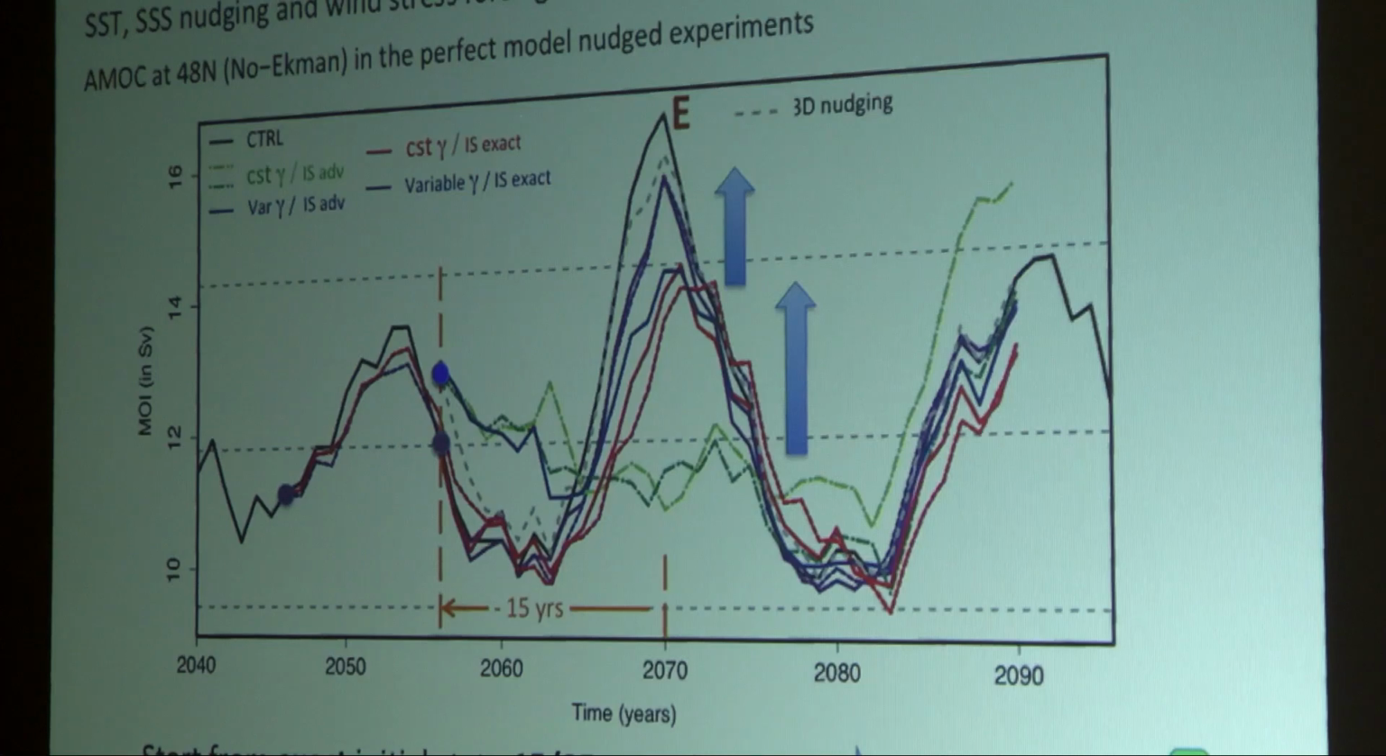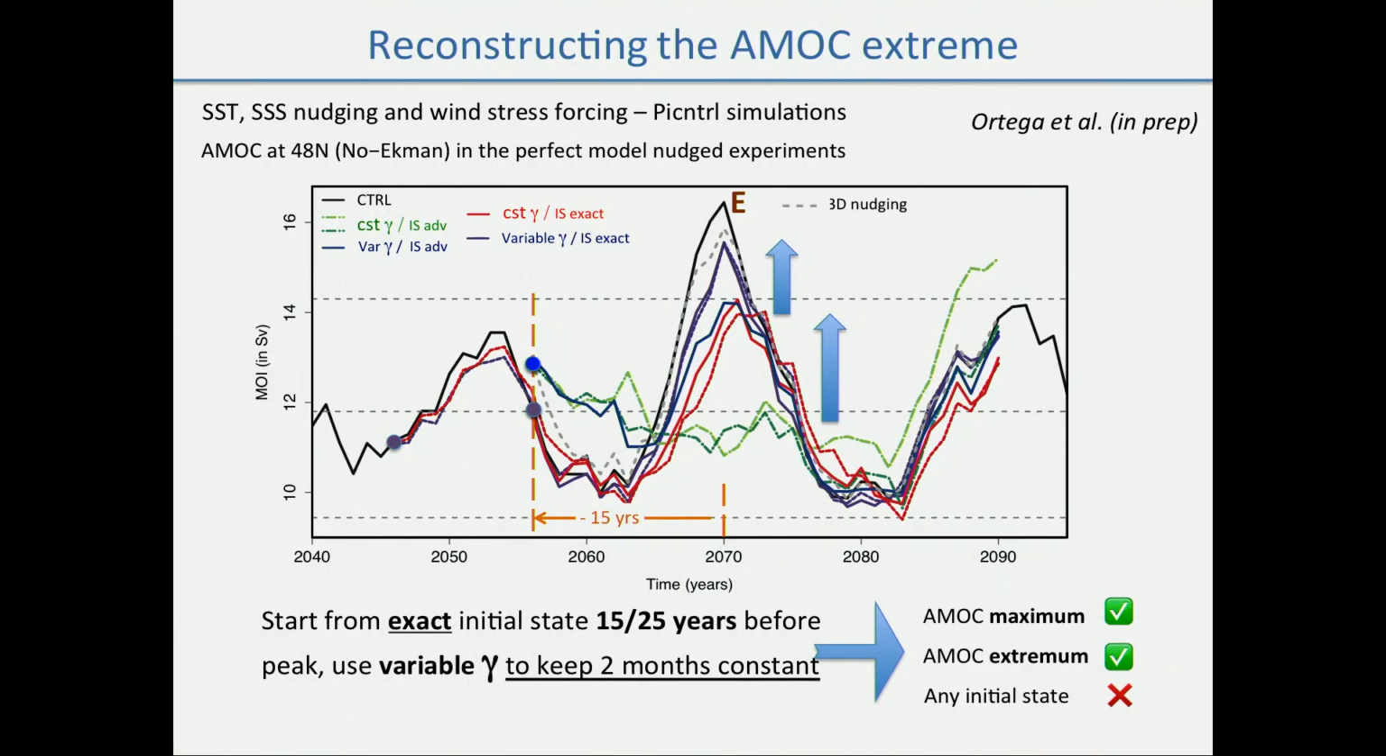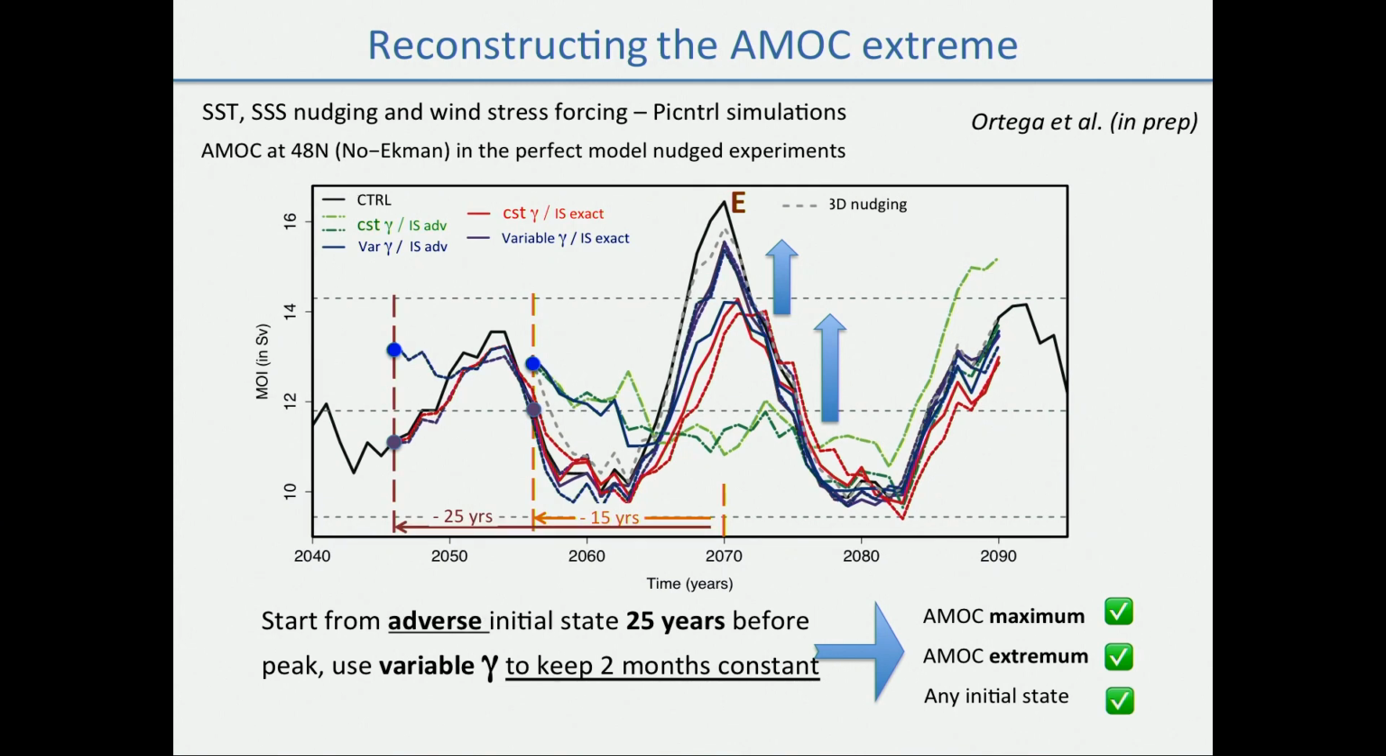Right, and of course, this is the exact initial state. We'd like to have that last thing. So what we did, we started from adverse conditions, but further back in time to see if they would change anything. And if we start 25 years back in time with adverse conditions, then we also get our extremum.